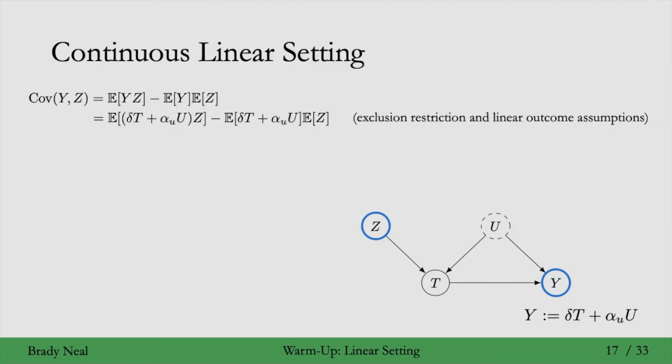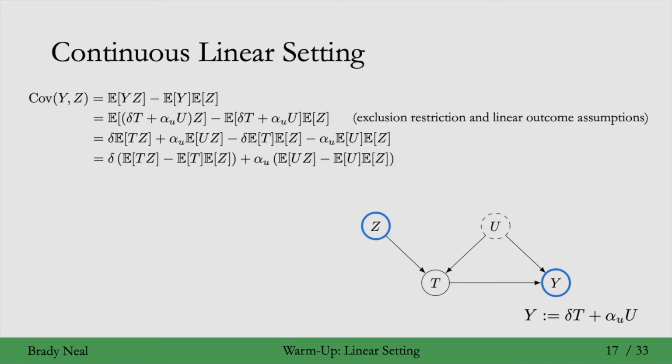You'll see that many of the steps in this proof parallel the ones in the binary setting. Then if we just distribute terms and apply linearity of expectation, we get this. And then we can rearrange terms to bring the delta terms together and the alpha terms together. This allows us to easily see that we can now apply the same covariance identity that we used in the very first step. We can now apply that twice here to get the covariance of t and z and the covariance of u and z.